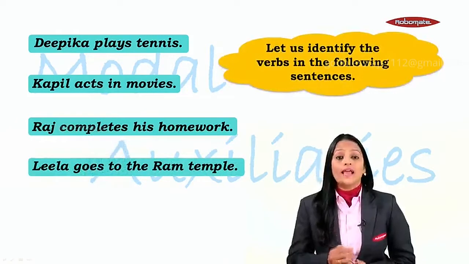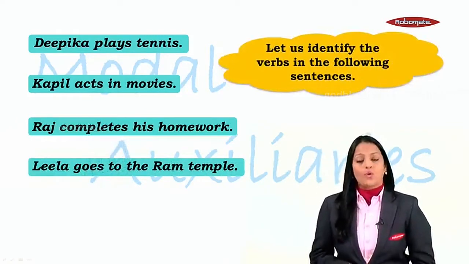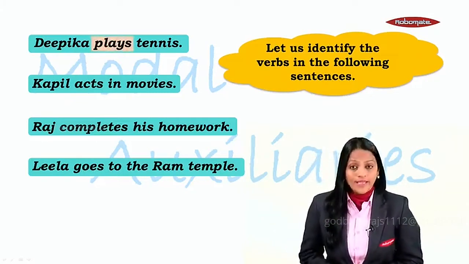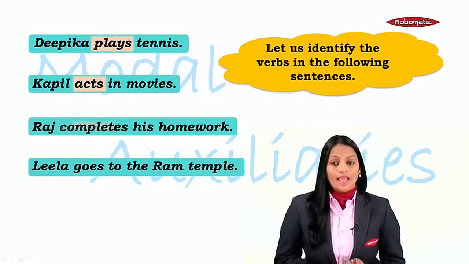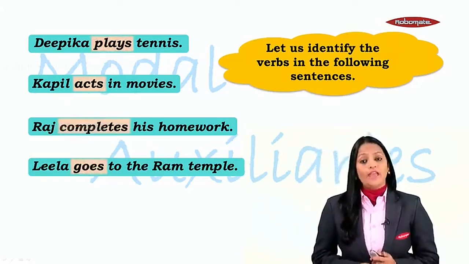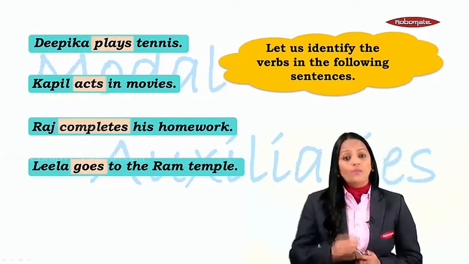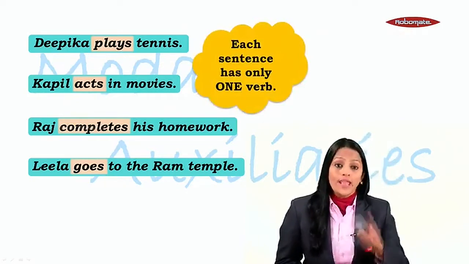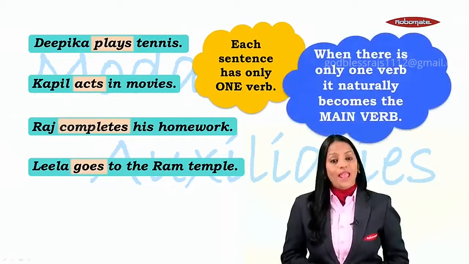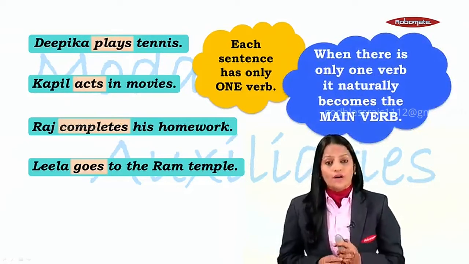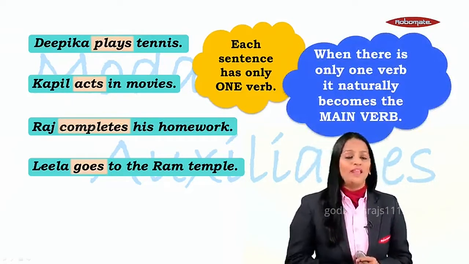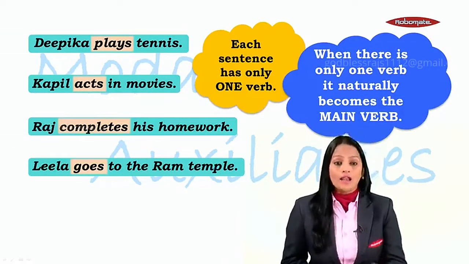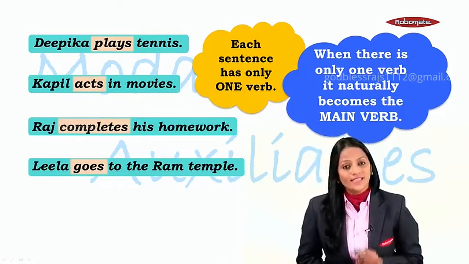Let us identify the verbs in the sentence. So, of course, by now you know how to identify the verbs. In the first sentence, the verb is plays. In the second one, it is acts. And then we have completes. And finally, we have the verb goes. What do we observe over here, students? We observe that each sentence has only one verb. And whenever there is only one verb, it naturally becomes the main verb of the sentence. So all these verbs, plays, acts, completes, goes, are the main verbs in the sentence.